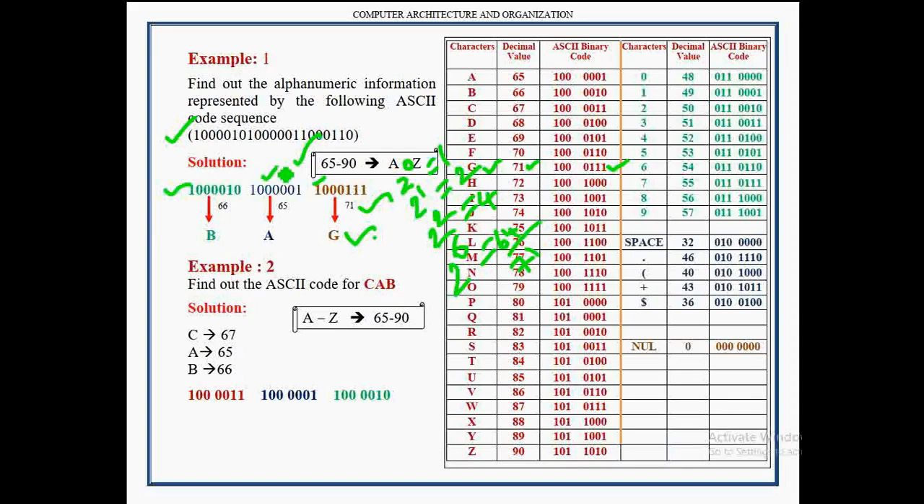And for this combination, it is 1 followed by 5 zeros and 1. It is given here. For this ASCII code, the corresponding decimal value is 65 and the alphanumeric character is A. And for this ASCII code, 1 followed by 4 zeros and 1 0, its decimal value is 66 and the alphanumeric character is B. So like this, we can find out the alphanumeric information for any given ASCII code sequence, first by converting the ASCII code into a decimal value, and then from the decimal value to the corresponding alphanumeric character.